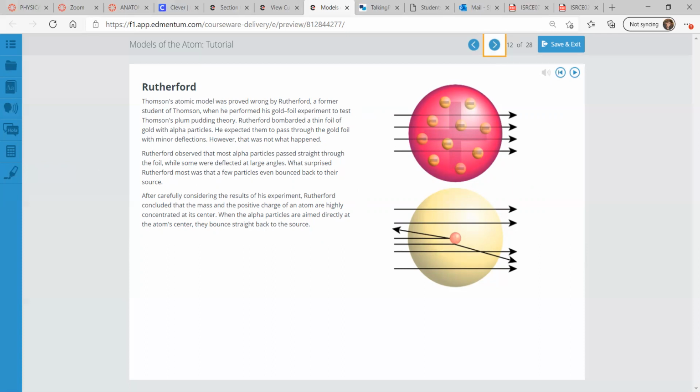So after carefully considering the results of this experiment, Rutherford concluded that the mass and the positive charge of an atom are highly concentrated near the center. When the alpha particles are aimed directly at the atom's center, they bounce straight back to the source. So alpha particles will pass through the electron cloud, but when it hits that positively charged nucleus, it'll bounce back or deflect.